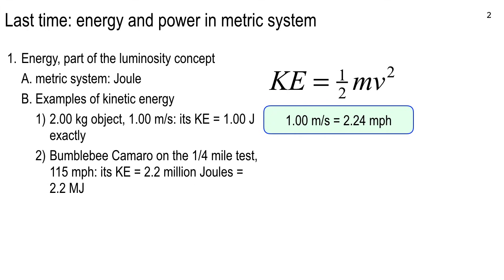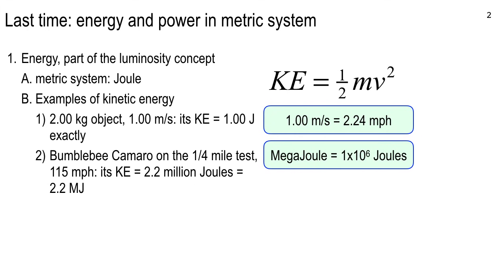Bumblebee Camaro, the quarter-mile test from a couple years back, 115 miles per hour on the quarter mile. That corresponds to 2.2 million joules, or 2.2 megajoules. And the megajoule, capital M, is the usual prefix for that. That stands for 10 to the 6 joules, 1 million joules. So jot that down. We're going to do a little scientific notation clicking here in just a second.